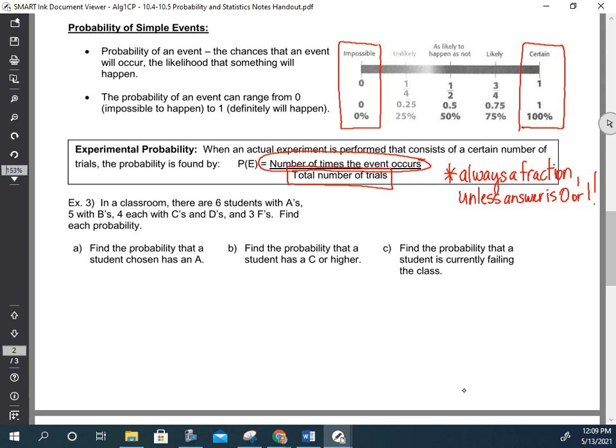Example 3. In a classroom, there are 6 students with A's, 5 with B's, 4 each with C's and D's, and 3 F's. Find each probability. So, based off of what they said in the problem, 6 with A's, 5 with B's, 4 each with C's and D's. That means there's 4 C's, 4 D's, and 3 F's. So that's what you have.